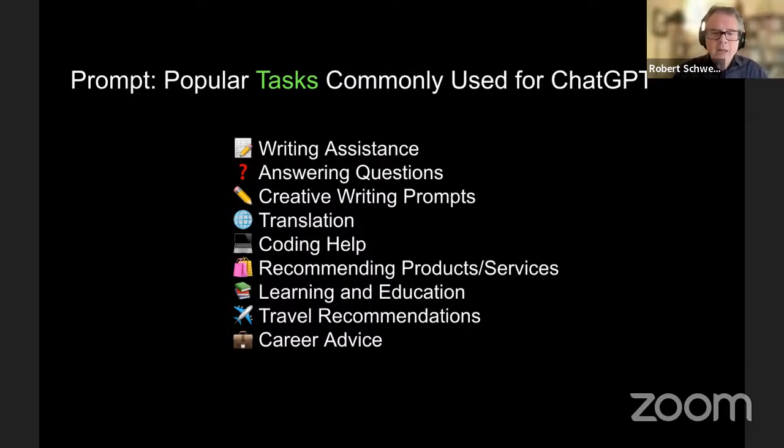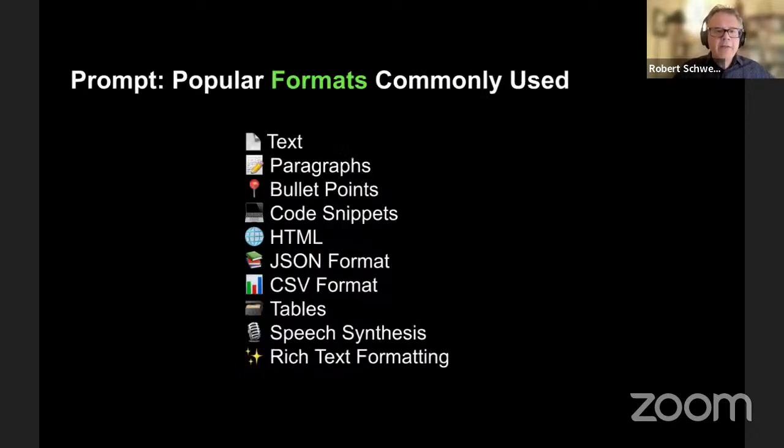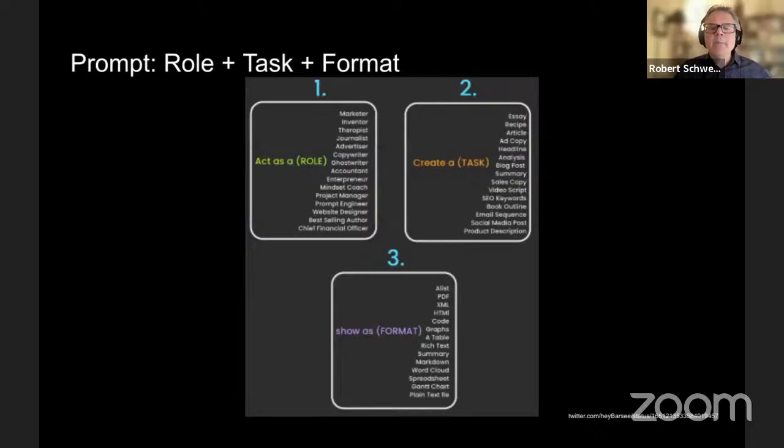So I will move on now to the popular formats used. Let's imagine one can create text, and not only text, but bullet points, code snippets, code in the form of JSON or CSV, tables, and speech synthesis and such. I think we can see these combined. So one can begin to create prompts in a more sophisticated way by combining these.